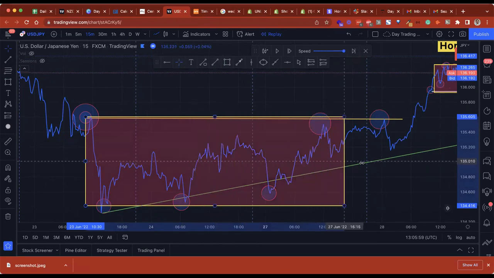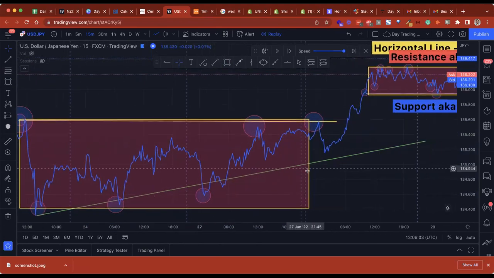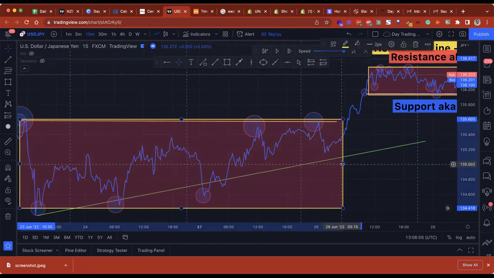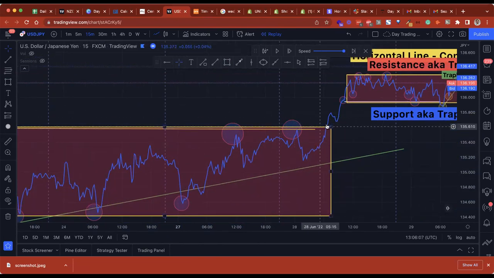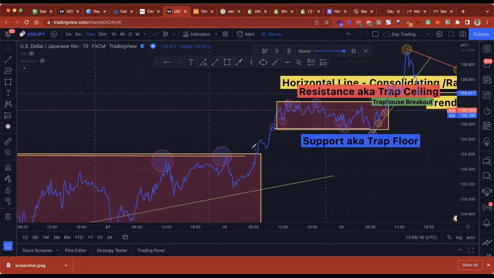So this is kind of our trap right here. We've got our floor, and then our ceiling keeps getting touched. And what happens? Eventually, it breaks out of that ceiling and pew. All of this right here is our breakout and goes up. That's where you could have made your money, right in here.